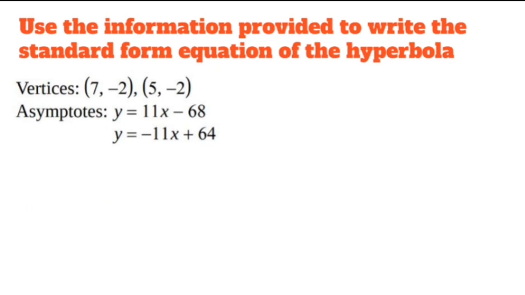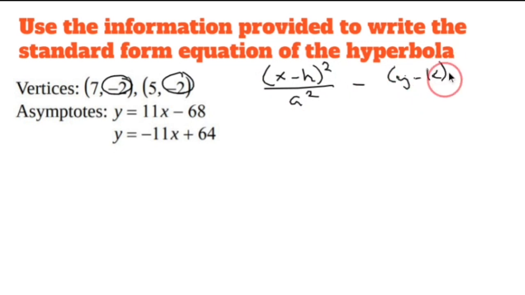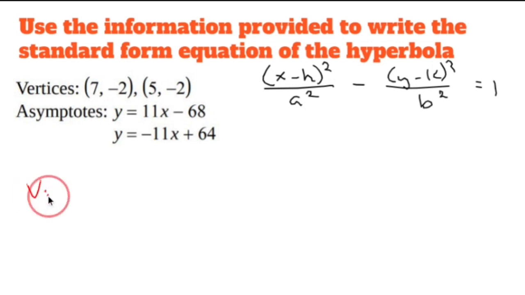Use the information provided to write the standard form equation of the hyperbola. Well, looking at these guys, my y values are the same, so we're going to use this formula right here: x minus h squared over a squared minus y minus k squared over b squared equals 1. Okay, what do I know? Well, vertices are usually given to us by h plus or minus a, and then k, which tells us that k is -2.